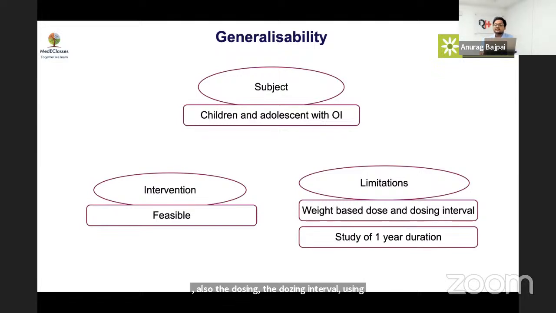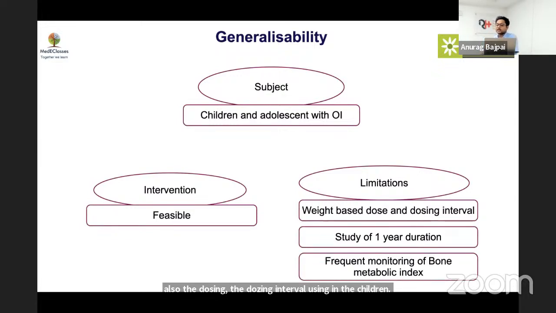The major limitations I found in this study were that the dosing was weight-based, so not a generalizable one. And the dose interval should also be considered, whether we can use 6 monthly dosing or a much longer dosing in that scenario.